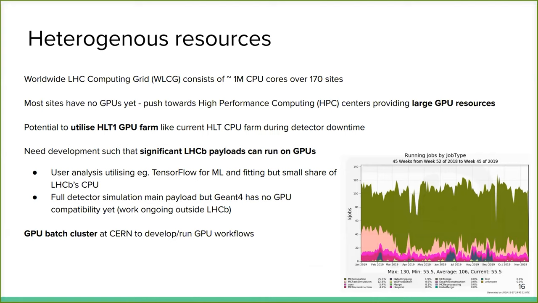But to do this, we need a lot of development in our significant payloads to make them actually be able to run on GPUs. And you can see what jobs we run by job type on the right here. User analyses are beginning to utilize GPUs, for instance, use of TensorFlow for machine learning and fitting very complex amplitude models. But actually, user jobs are quite a small share of our CPU.